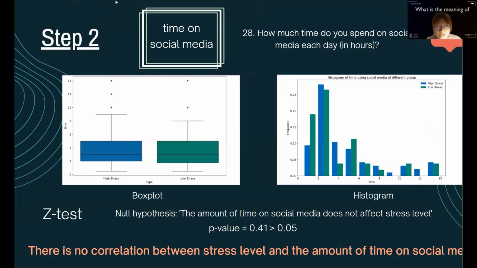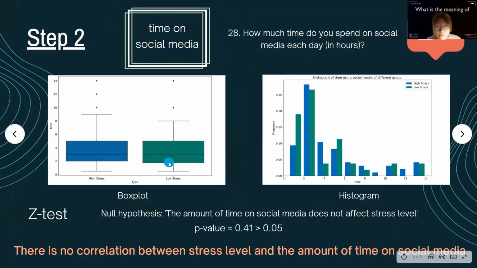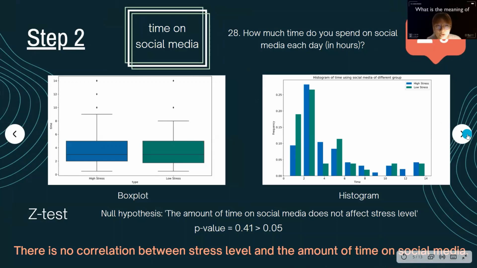As can be seen, there is little difference between the amount of time on social media and stress level among students. To test our null hypothesis, which is time on social media does not affect the stress level, we use the Z-test because our sample size is larger than 30. The p-value is greater than 0.05, which means that the null hypothesis cannot be rejected. Therefore, there is no correlation between stress level and the amount of time on social media.